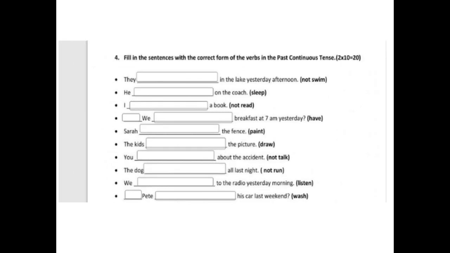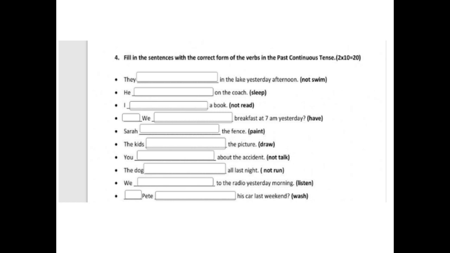Okay? Here, fill in the sentences with the correct form of the verbs in the past continuous tense. In the past continuous tense. So the verbs that we have here, some are in the negative, like not swim. If you are to write it or correct it in the past continuous tense, what should it be?